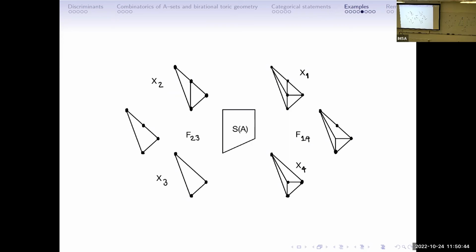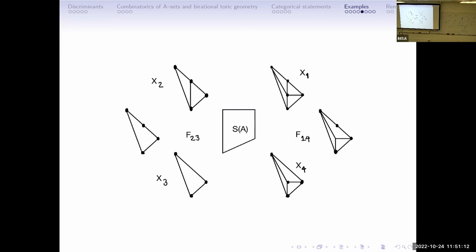That's the combinatorial picture captured by the secondary fan. I also drew exactly the analog of the picture from the cover of the Gelfand Kapranov Zelevinsky book. It doesn't look like I've drawn all of them, because I think I'm only concerned with these two sides of the picture.